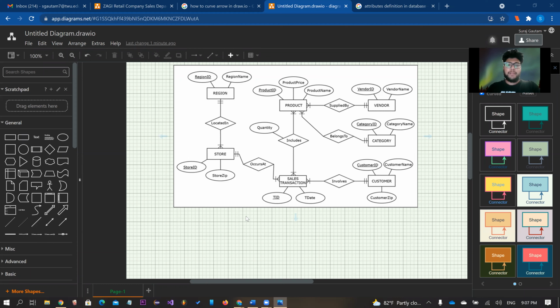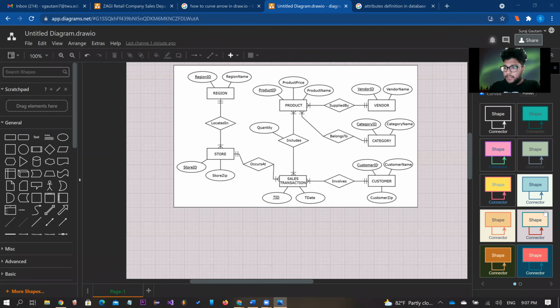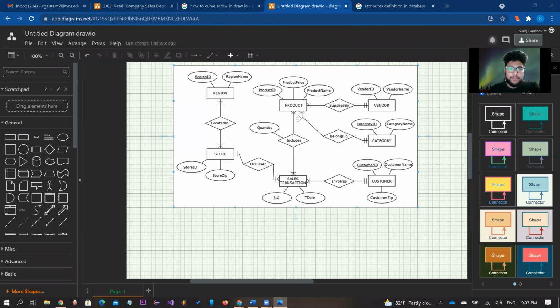Good evening, everybody. My name is Subhash Gautam, and today I have an assignment where we have to change the ER diagram to relational diagram. And for this assignment, we already have the diagram copied from the canvas.